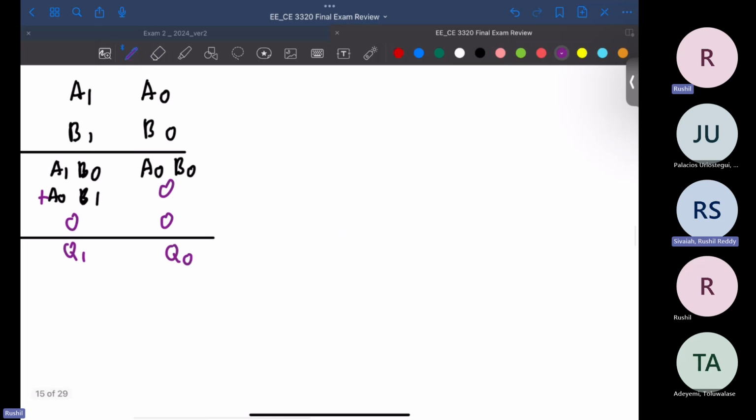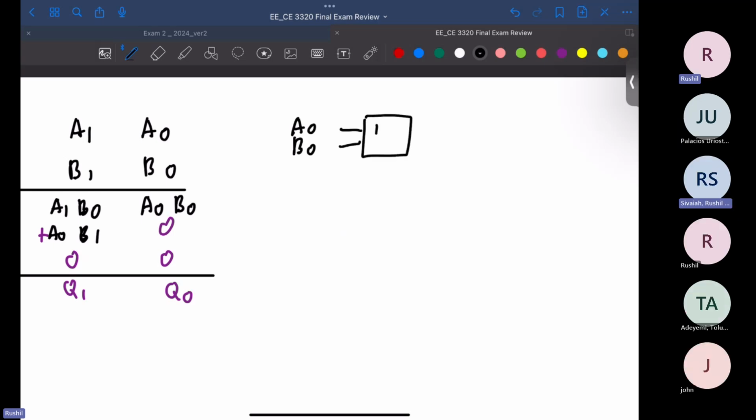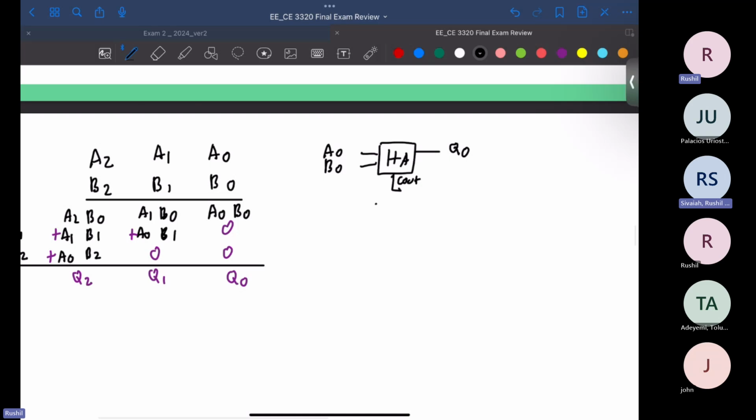So let's go build this. I'm going to start from right to left. We have our A0 and our B0 going into a half adder. The output of this half adder will be our Q0, and then we will also have a C out, and then we'll have another half adder here.